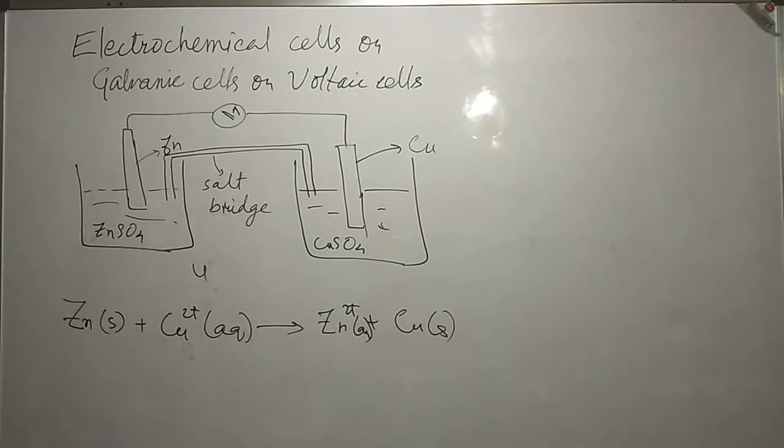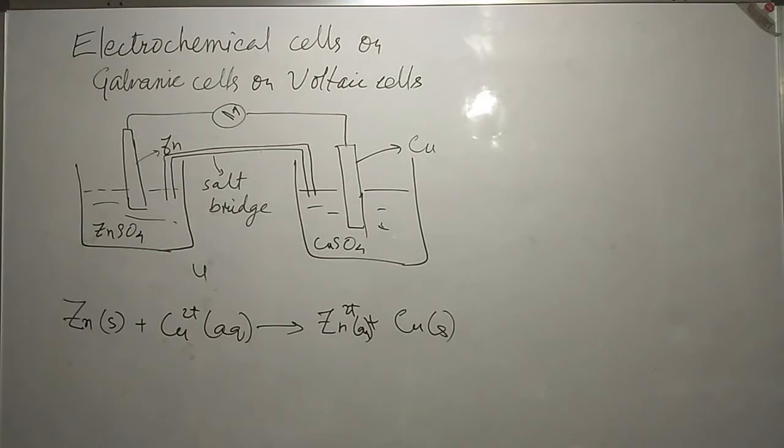In this video we shall be discussing electrochemical cells or galvanic cells, which we also call voltaic cells. The devices which produce electrical energy from chemical reactions are called electrochemical cells, galvanic cells or voltaic cells. In this type of cell, usually there is oxidation and reduction taking place, together called a redox reaction.